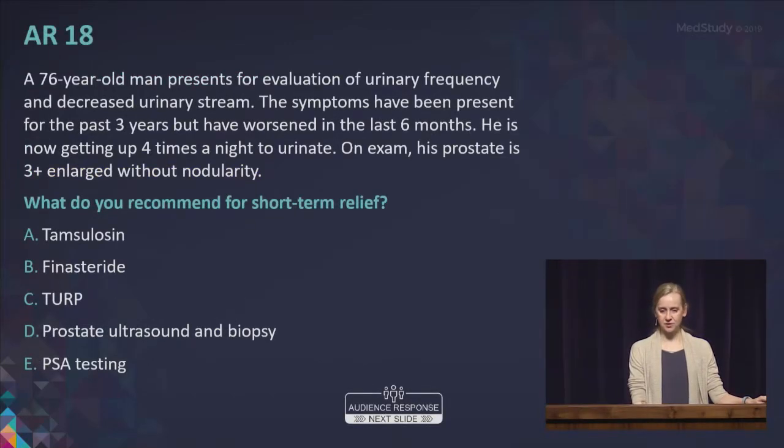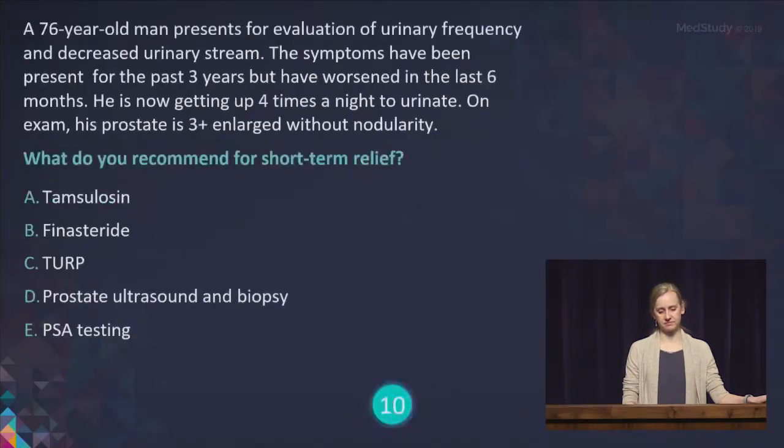A 76-year-old man presents for evaluation of urinary frequency and decreased urinary stream. The symptoms have been present for the past 3 years, but have worsened over the last 6 months. He's now getting up 4 times a night to urinate. On exam, his prostate is 3+ enlarged without nodularity. What do you recommend for short-term relief?